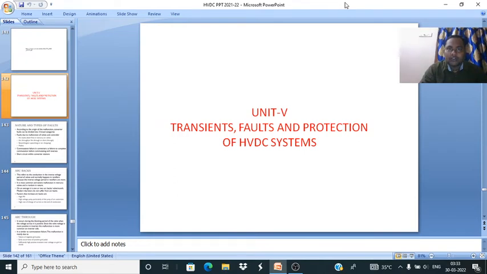Now we start Unit 5: Transients, Faults, and Protection of HVDC System. So, what is meant by transients? What are faults? Already we discussed in AC transmission system. In AC transmission system, the transients are switching conditions. Similarly, like the AC transmission system, the DC transmission system also has transients and fault conditions.